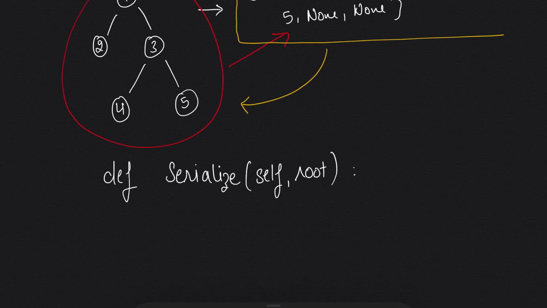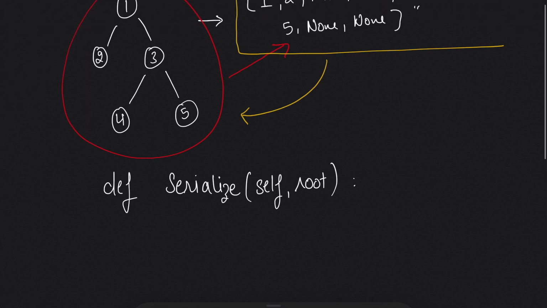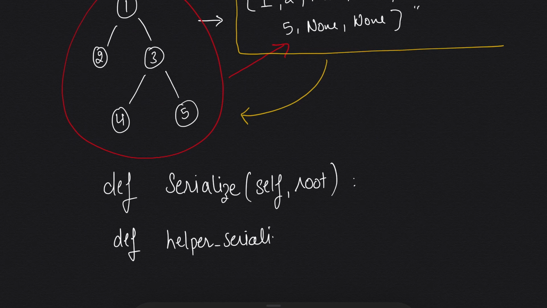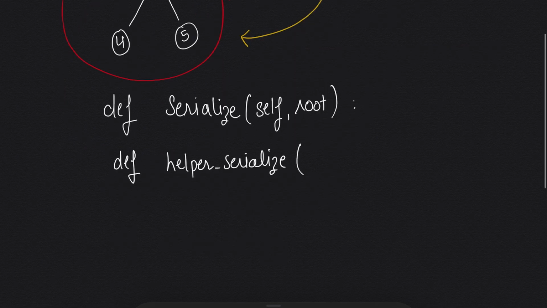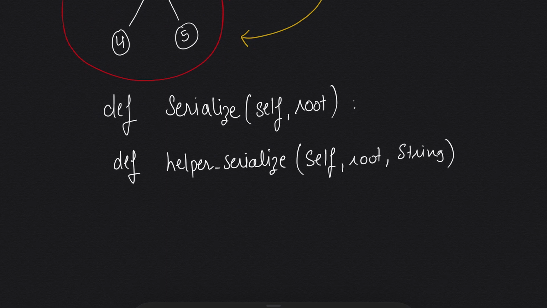For recursion, we need to have some base case. And one more thing, if you look at this serialize function, we are giving just one parameter, which is root. But we also need to return a string. So we'll make a helper function. Let's name it helper serialize. We are going to pass root and a string, and this string will be an empty string.